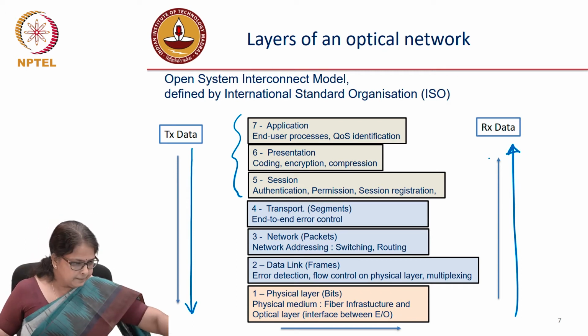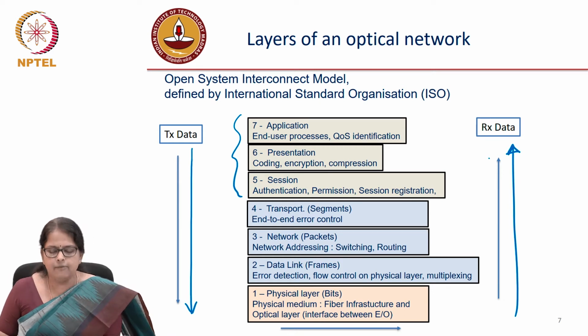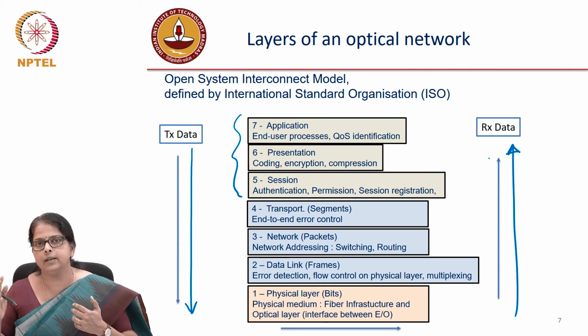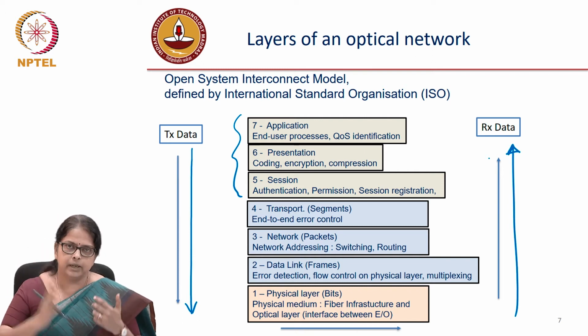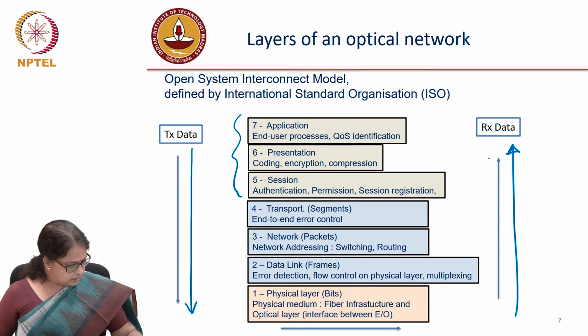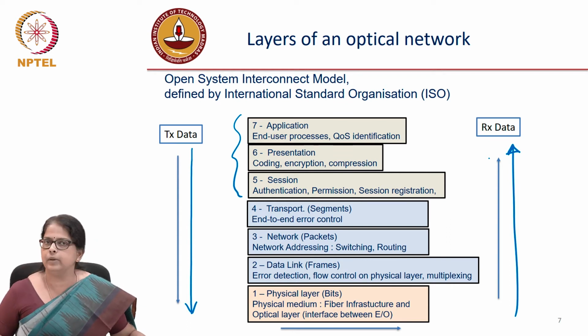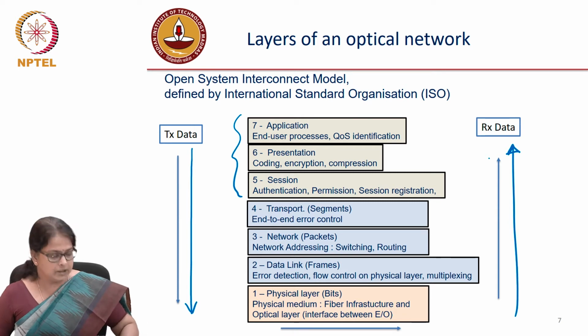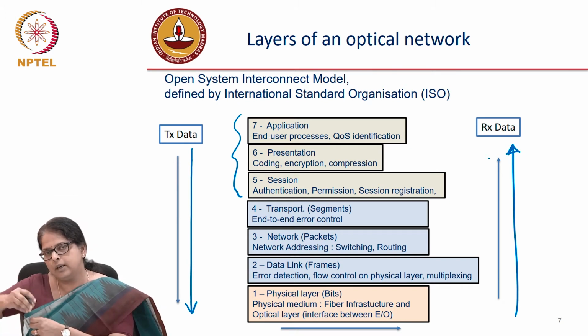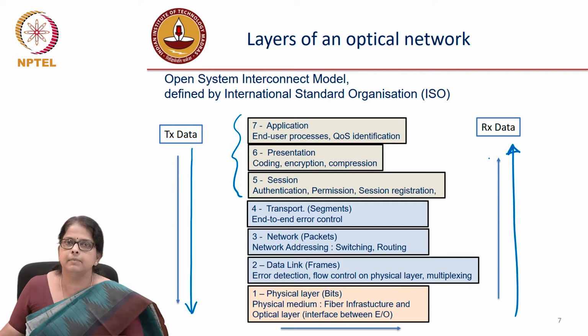Followed by the top 3 layers, you have error control from end to end, which establishes the path and ensures there is no error in transmission from user A to user B. That is taken care of by the transport layer. It establishes the end-to-end communication link with error correction management. And then, of course, the routing, the switching from one node to the other, deciding the path, etc., is done by the network layer.